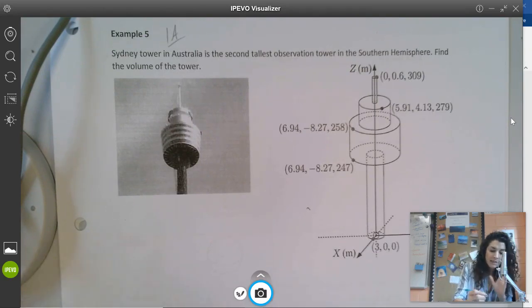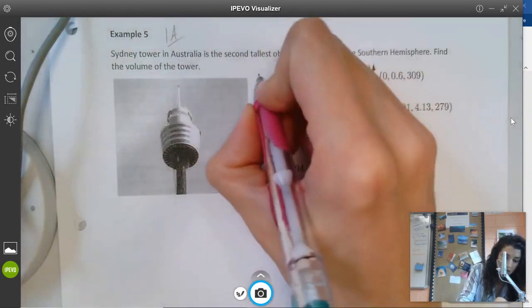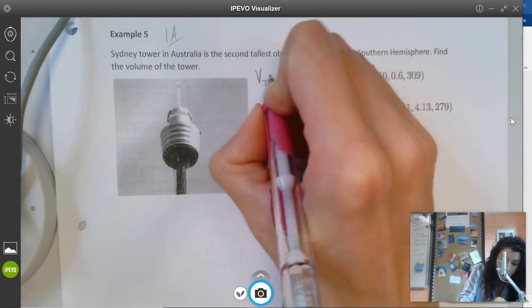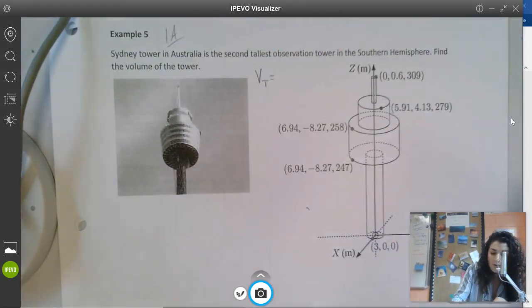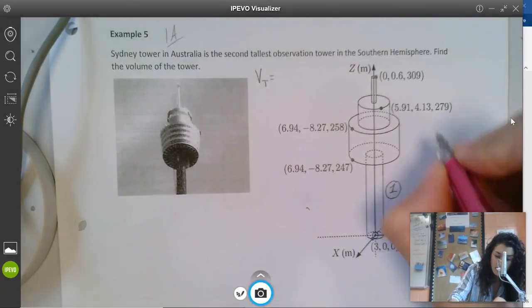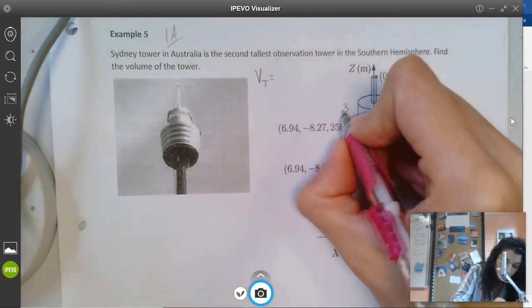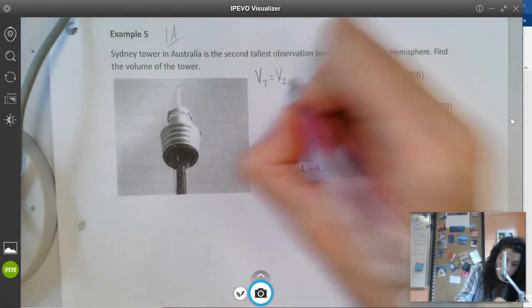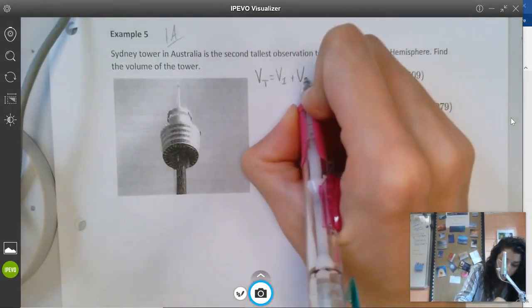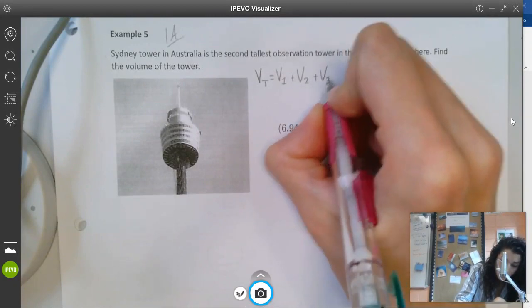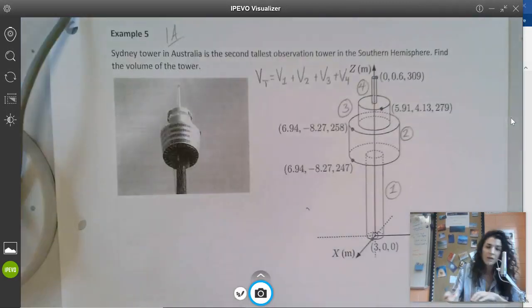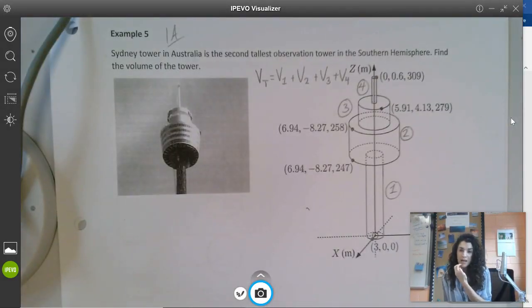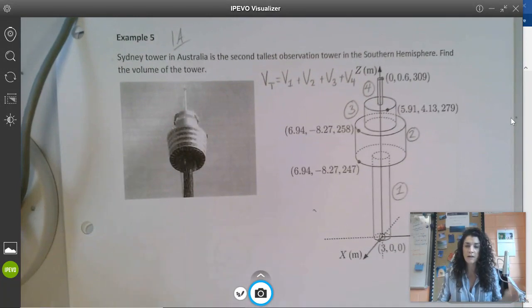So I'm going to write down the general idea of the volume. And I know that the general idea, the volume total, is going to be all 4 of these cylinders added up. I'm going to number them. So it's going to be the volume of cylinder 1 plus the volume of cylinder 2, 3, and 4. So the general idea, and I know it seems silly, but it's really crucial for starting a problem of a composite figure to keep track of everything.